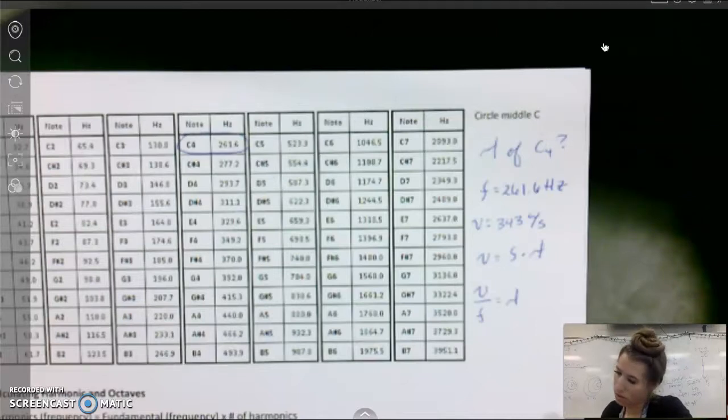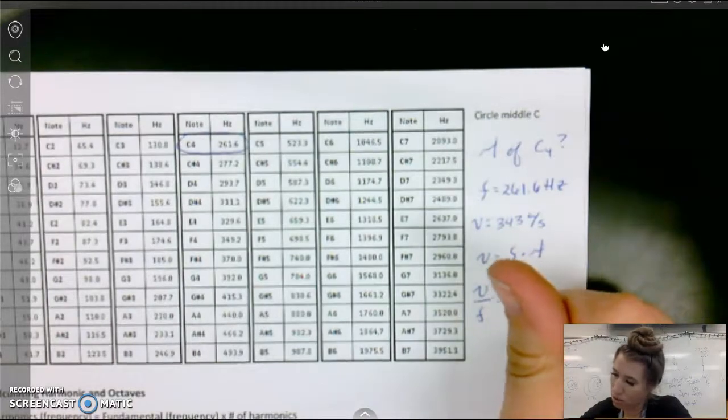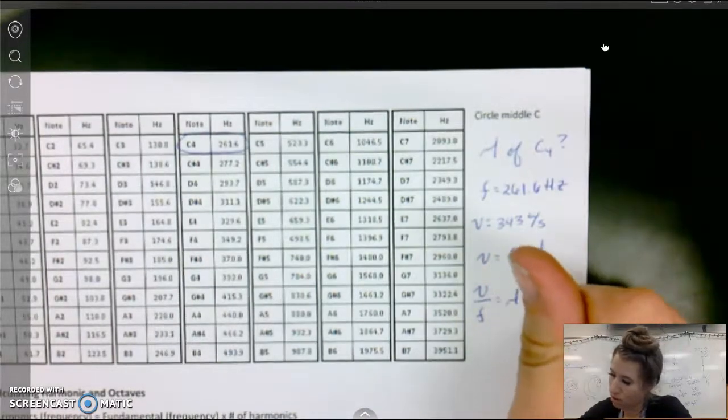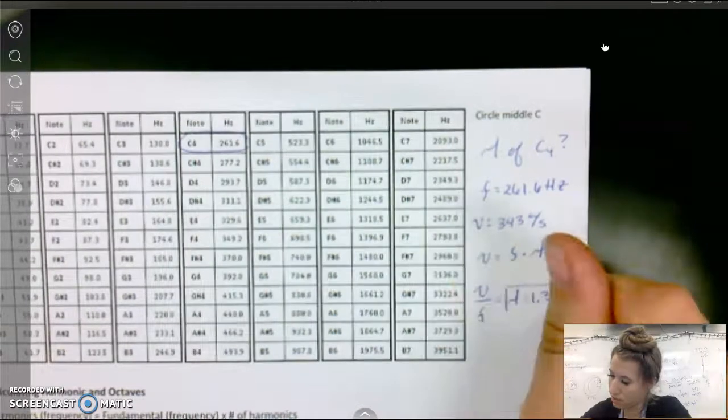343 divided by 261.6. And so this would be 1.31 meters.